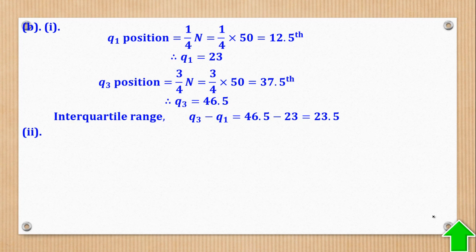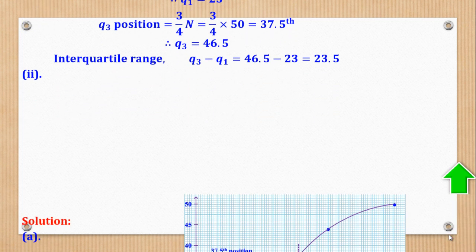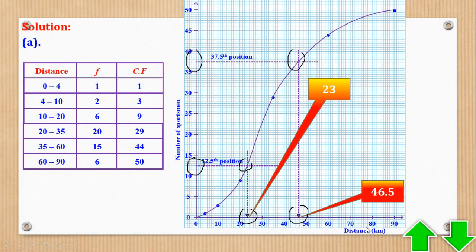But in this case, let us go to the graph and see. In this case, these values were for distance. So it is okay for distance to be in decimals. Therefore, there's no need to round off. If it was number of sportsmen, we would have rounded off because these are people. They can't be in fractions. Just as we are going to see.